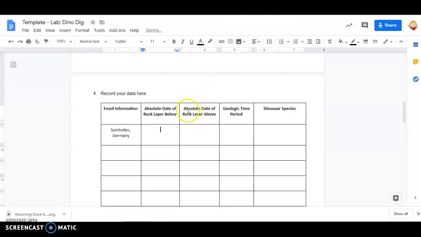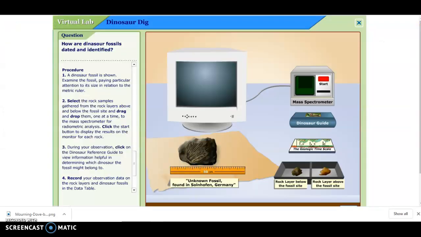And now you see we need to figure out 4 things. The date of the rocks below, the date of the rocks above, and then that will allow us to figure out about how old that fossil is and the geologic time period from which it comes. And then we have to figure out the species of the dinosaur. So let's talk about absolute dating. It can be a little bit confusing. It deals with a little bit of chemistry, and you have to use a little bit of math.